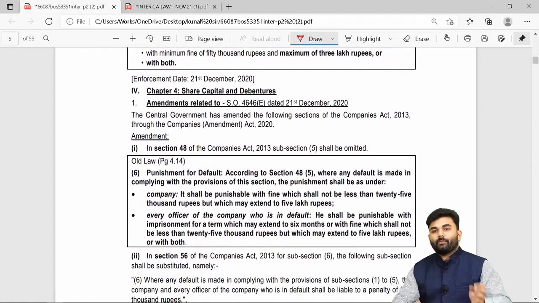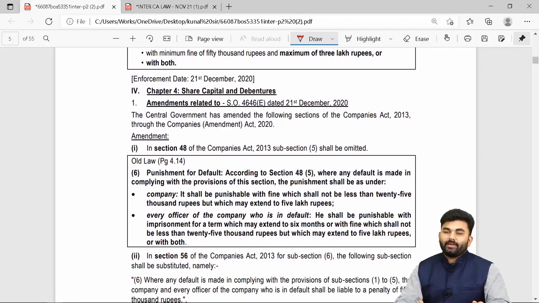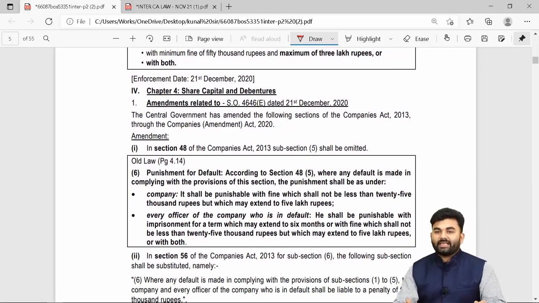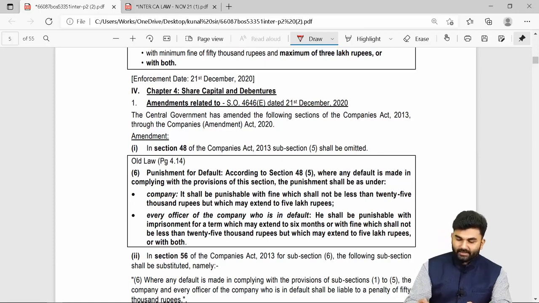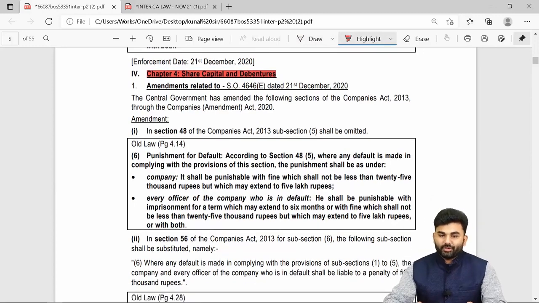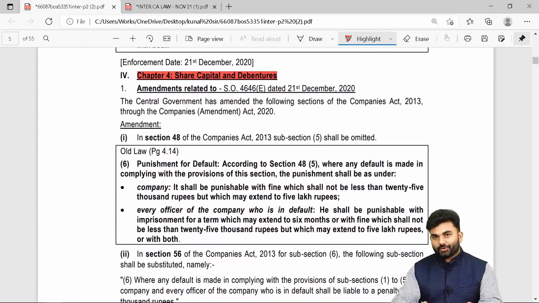So yes, we have completed the amendments towards chapter number 1, and we have also completed the amendments towards chapter number 3 of our JKS's textbook. Now we will be going upon chapter number 4, that is share capital and debentures.